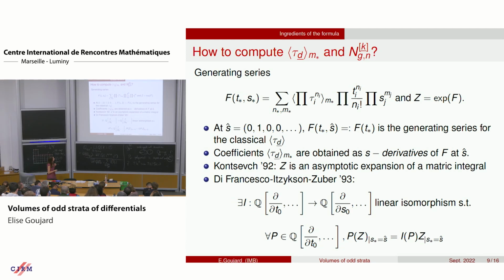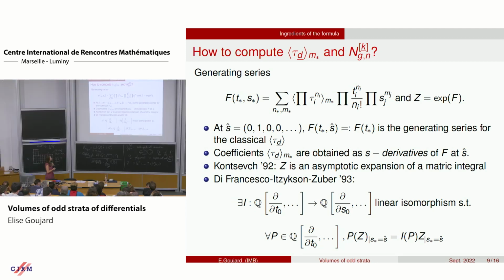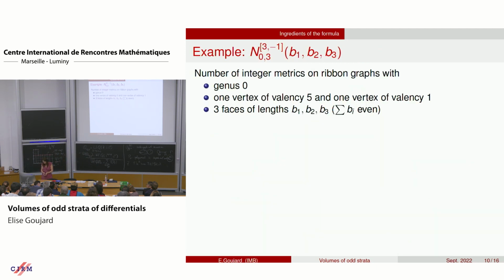And the t derivatives at this point, the coefficients of this function, are just the classical intersection numbers. So such a formula gives you a way to compute these coefficients in terms of the classical ones. In their paper, there is a very explicit construction of this linear isomorphism that allows you to implement this correspondence and compute things. Okay, let's do an example.